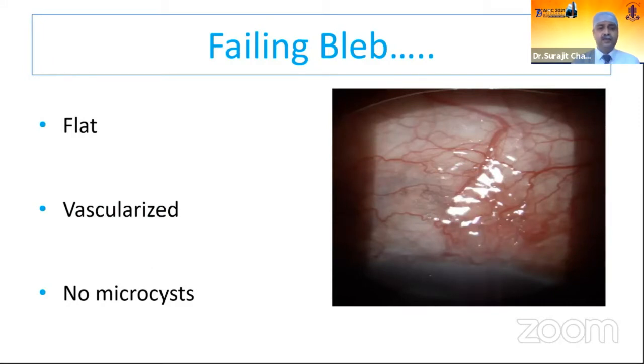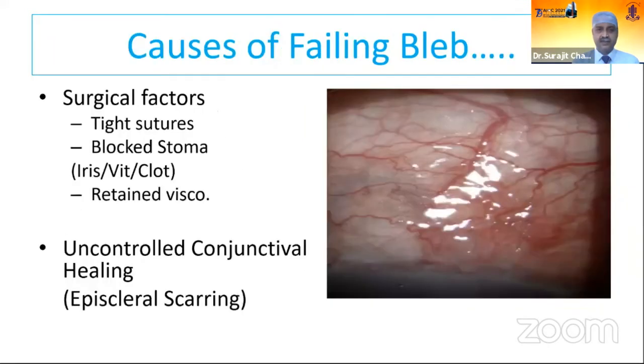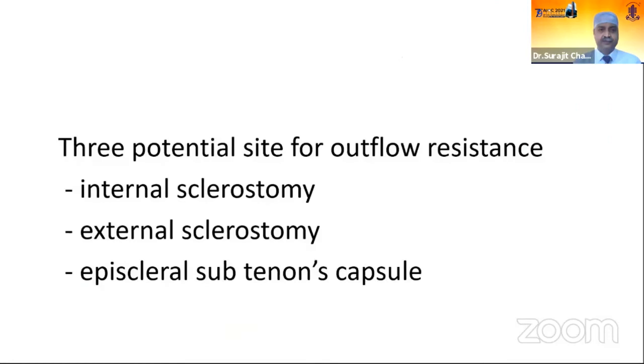The failing bleb shows a flat disposition, is vascularized, and has no microcysts. It is usually preceded by a gradual increase in intraocular pressure and a change in the bleb's appearance. The surgical factors which cause a failing bleb may be tight sutures, a blocked stoma, or a retained viscoelastic. But most often, the most notorious thing, episcleral scarring, is what causes bleb failure.